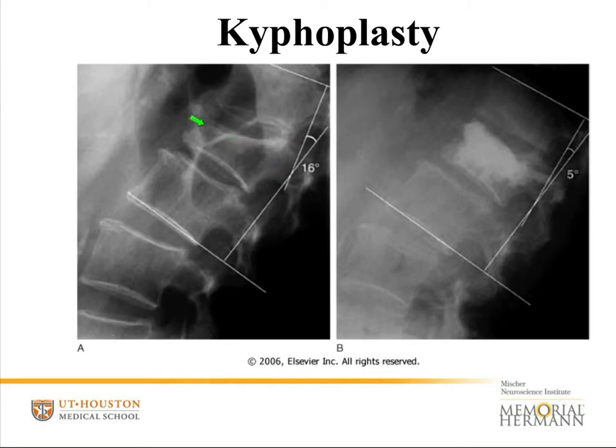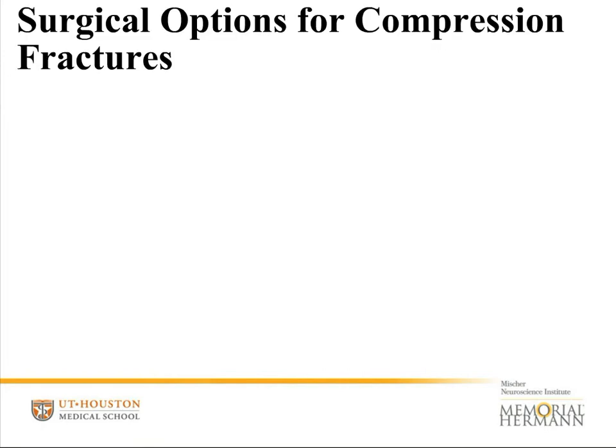Here's before and after. Here's a compression fracture right here. You can see that curvature. This again is a normal vertebral body here. Go over to the right and you'll see this is the vertebral body after we've expanded it and placed cement into it. And it's almost as big and quite normal compared to the rest of them as well.